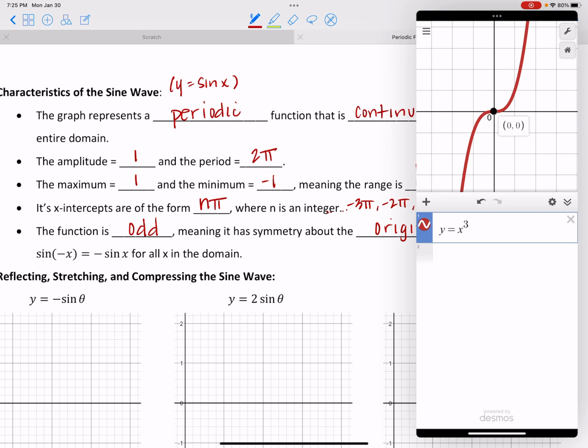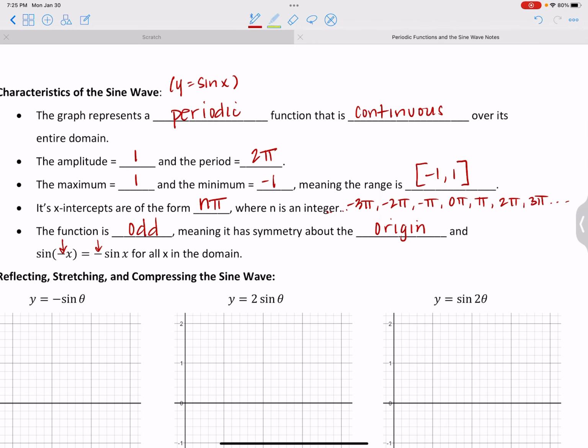So if you were to input a negative, then you're going to get a negative output. And so we could say, if it's odd, it has symmetry about the origin, inputting a negative makes your output negative. Okay, so that's what's happening with our sine function, our sine wave.